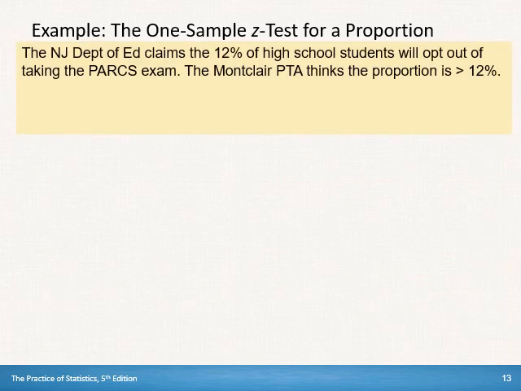All right, let's look at another example. The New Jersey Department of Education claims that 12% of high school students will opt out of taking the PARCC exam. The Montclair PTA thinks that the proportion is actually greater. The proportion of people who opt out is actually greater. All right, so use that information, even though you have the rest of the question in front of you on your paper. Use that information alone to come up with your null and alternative hypotheses. I would say pause the video until you get those written.